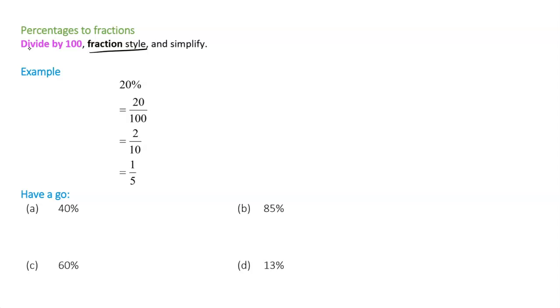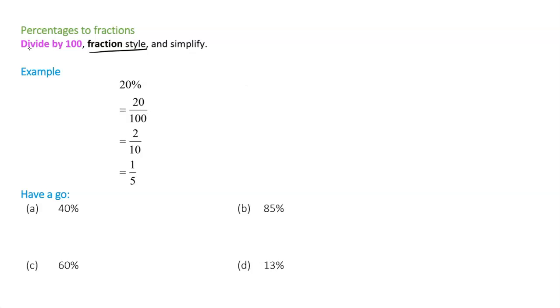That means when we divide by 100, if we had 20% here, we're going to do 20, and instead of writing a division sign, we're going to write it over 100, because we said that fractions are just divisions in disguise. So 20 divided by 100, well, that division sign is a fraction in disguise. 20 goes here, 100 goes here. So that's what we're going to mean by doing it fraction style. Dividing by 100, we're going to make it look like a fraction. So we've got a vinculum, and we've got over 100 here.